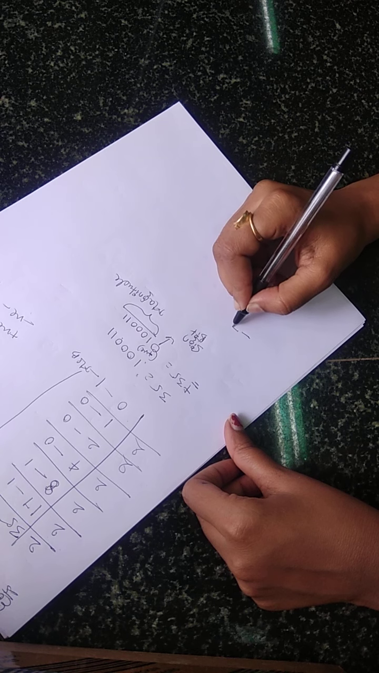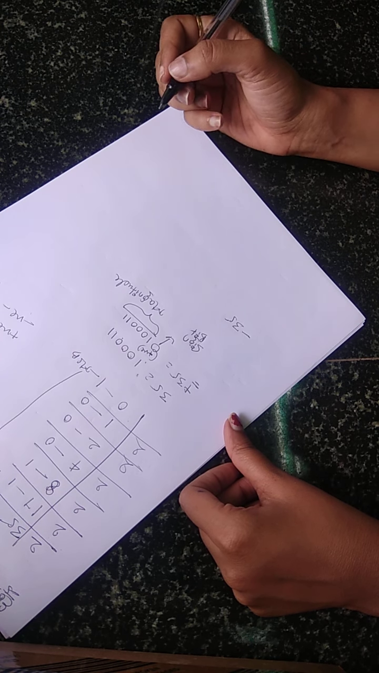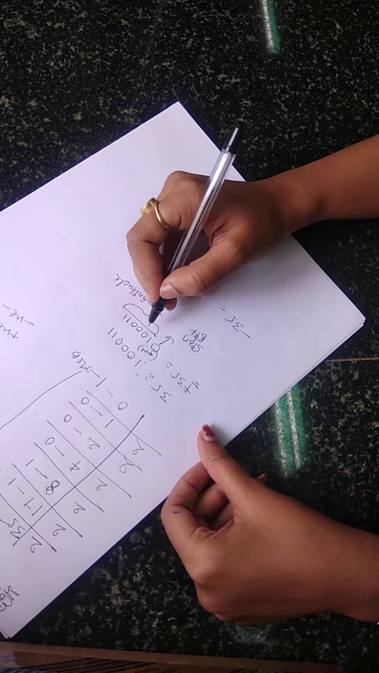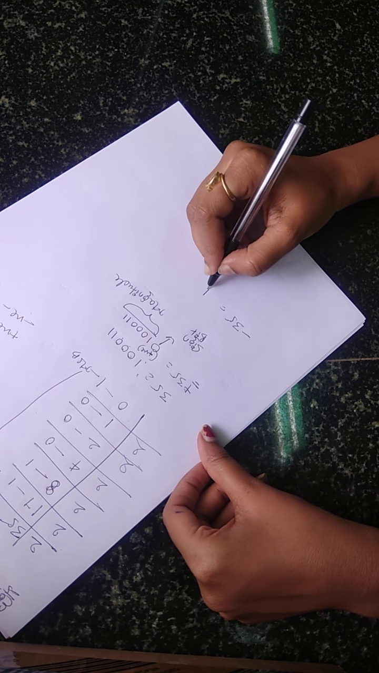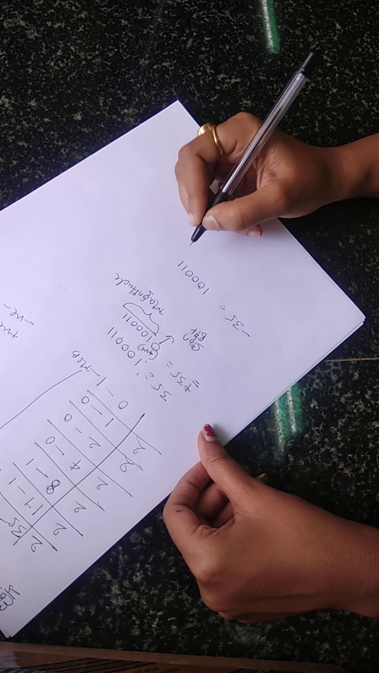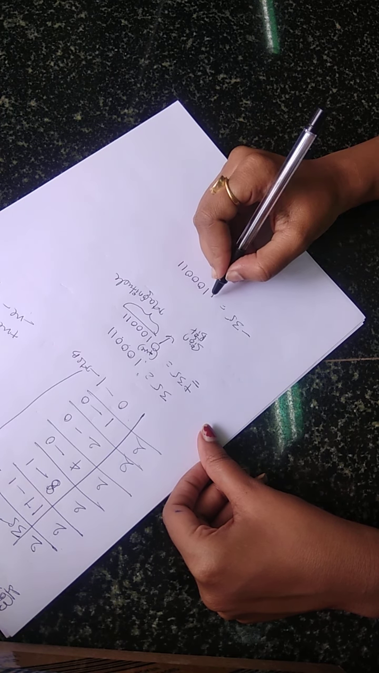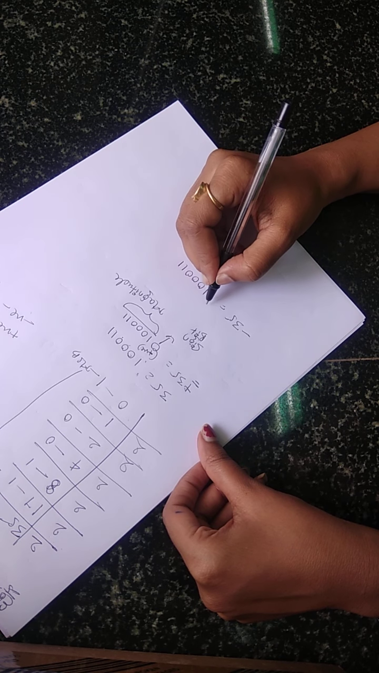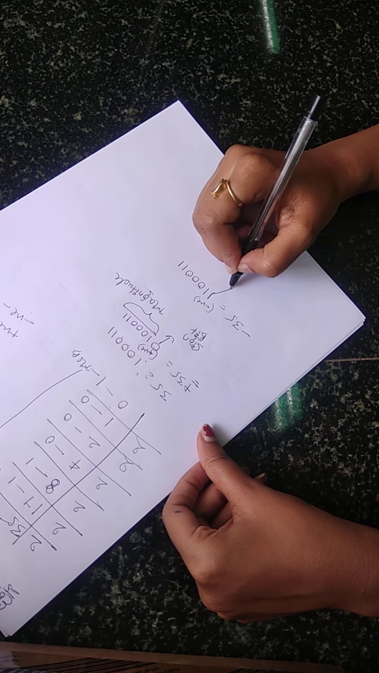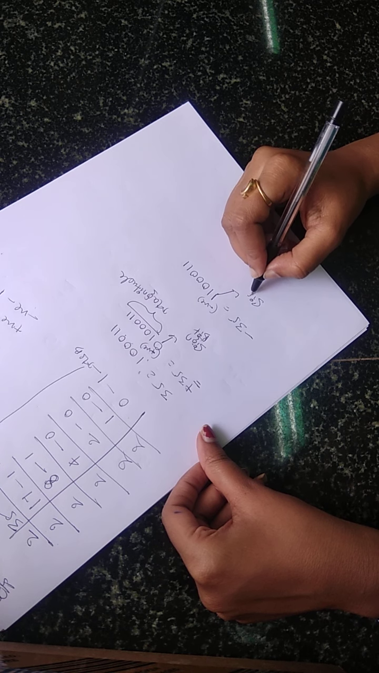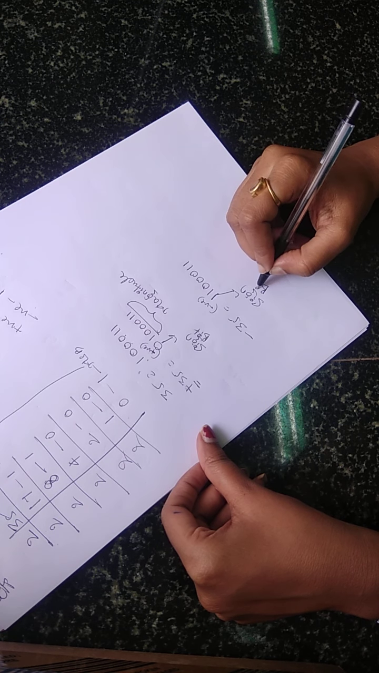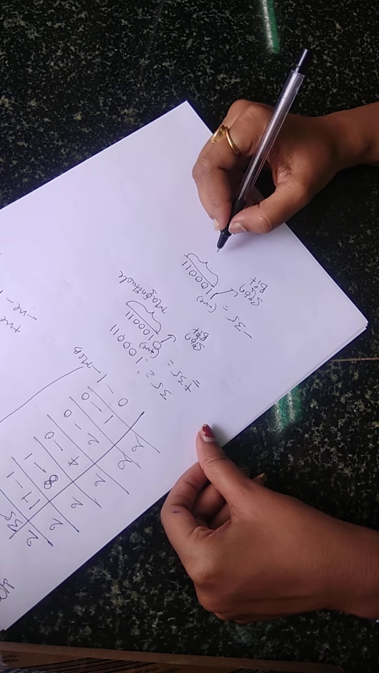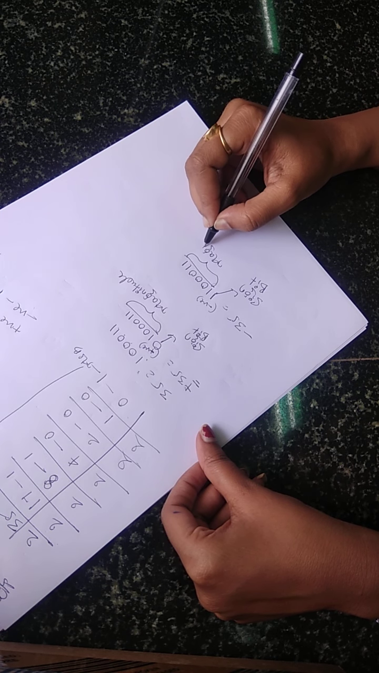Similarly, if you want to represent minus 35, what is the value of 35? It is 1 0 0 0 1 1, but since 35 is negative, I have to add the sign bit, that is 1. Done. So I added the sign bit as 1 because it is a negative number. This is your sign bit, and this remaining value will be your magnitude.